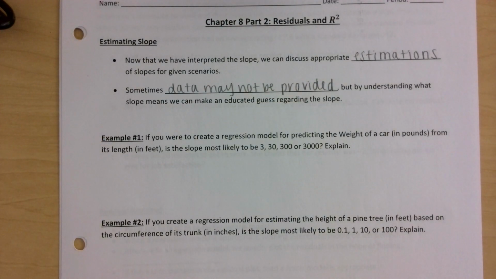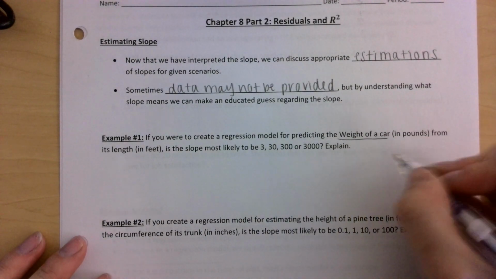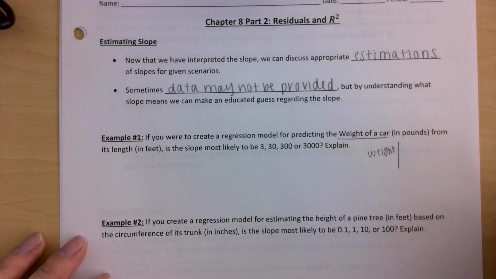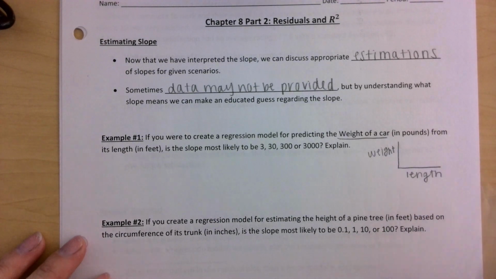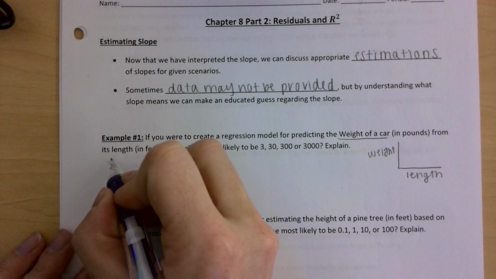So our first example here, if you were to create a regression model for predicting the weight of a car in pounds from its length, is the slope most likely to be 3, 30, 300, or 3,000? So we are predicting the weight of a car, which means the weight is our y variable, from its length. Now we know that the slope says for every additional x. So what I like to do is kind of write this out.